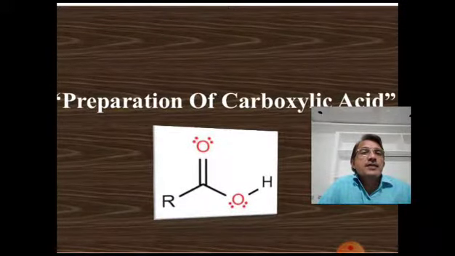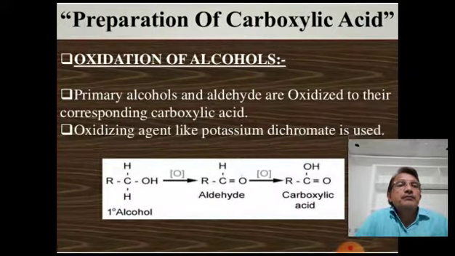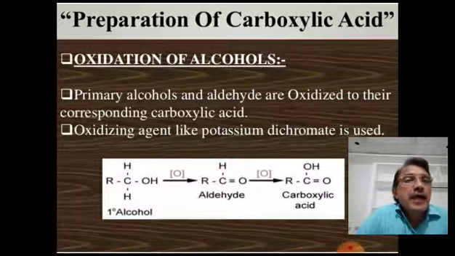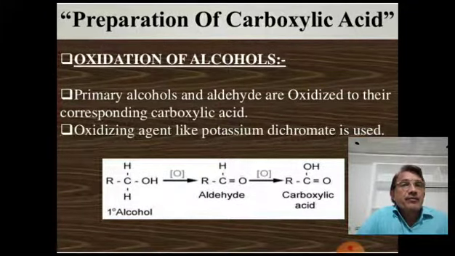Preparation of carboxylic acid. Carboxylic acids can be prepared by different methods. Let us discuss one by one. First one is oxidation of alcohols. Primary alcohols and aldehydes are oxidized to their corresponding carboxylic acids. Oxidizing agent like potassium dichromate is used.